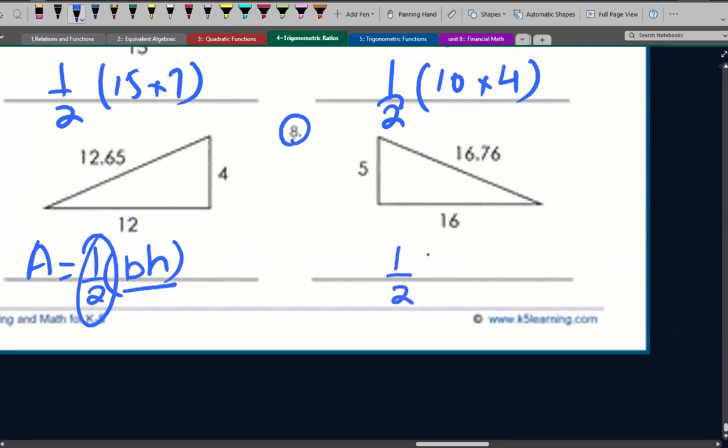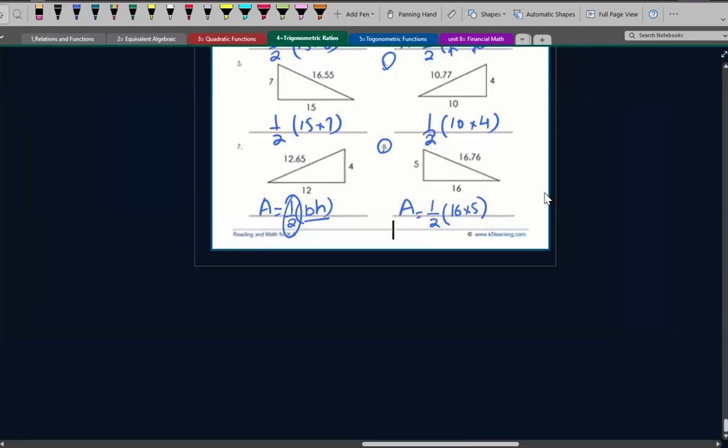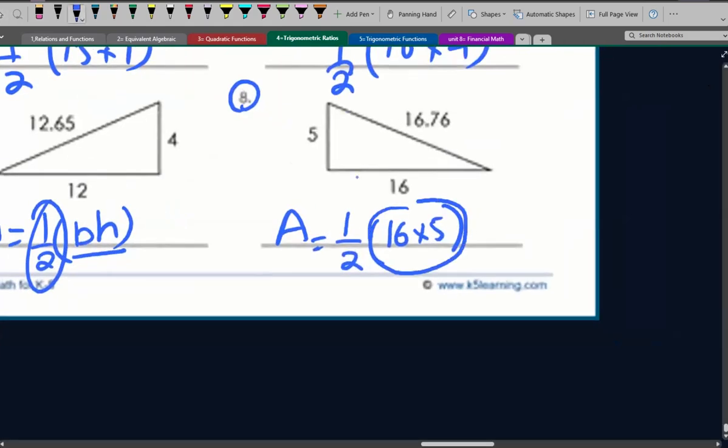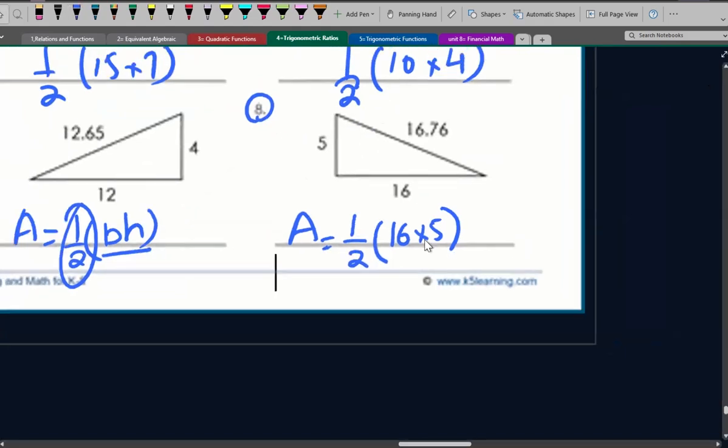Half of BH. Yeah, B is 16 and H is 5. Perfect. And then you can use your calculator, and mind it, the product comes first, and then you divide it. Use the calculator with brackets.